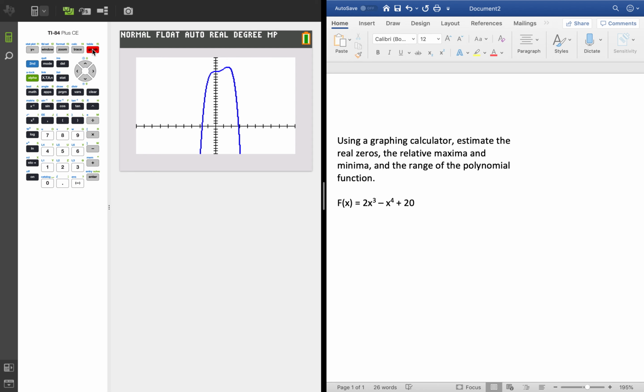That's pretty good. And remember what I'm looking for. I'm looking for the zeros and the max. It has no minimum. Remember, the degree on this one is even and it's negative, so both ends are going down. So what you're looking at right there is the whole graph.